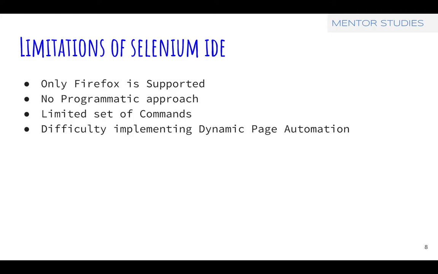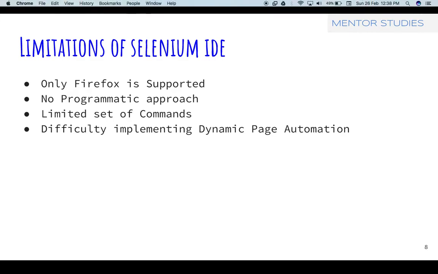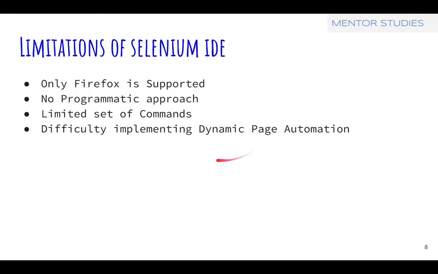If the page is dynamic, like we have seen in an example recently, if the page has XPaths which change a lot of times, or it has an ID which changes sometimes, or if there is a lot of dynamism in the page, like windows opening on top of another window, or a very dynamic UI, then it's very difficult to implement Selenium IDE there. So these are the basic problems of Selenium IDE.